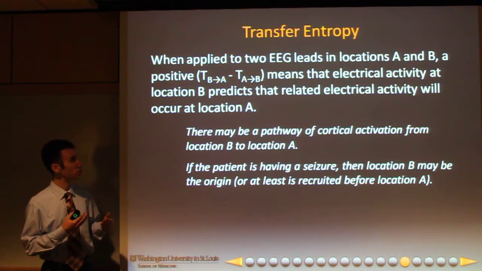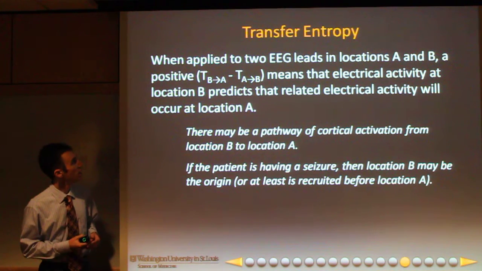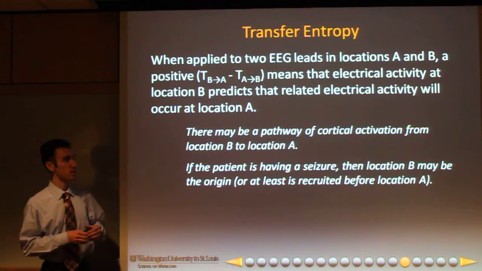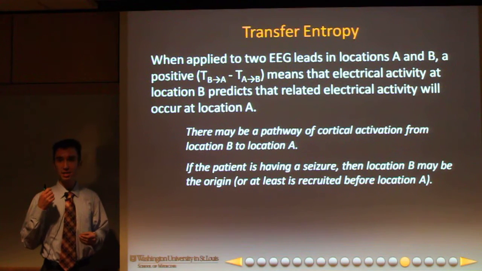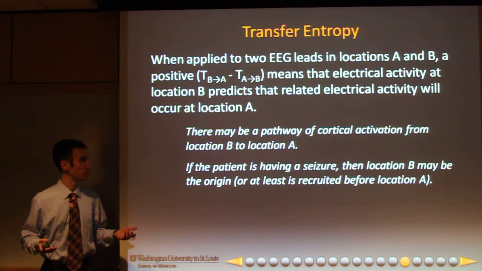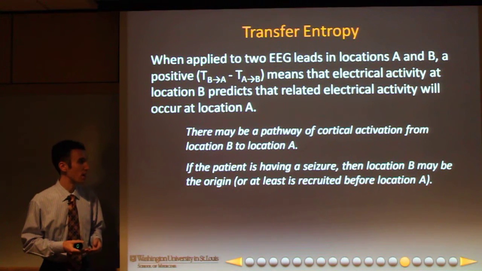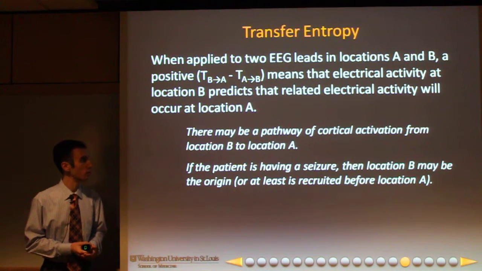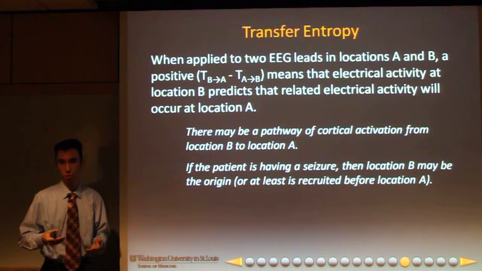When applied to two EEG leads at two different locations, A and B, a positive difference between them means that electrical activity at location B predicts that related activity will occur at location A. For example, this may be a pathway of cortical activation. Or it may be, if we have a case of an epileptic seizure, then location B may be the origin of the seizure, or may be recruited before location A.